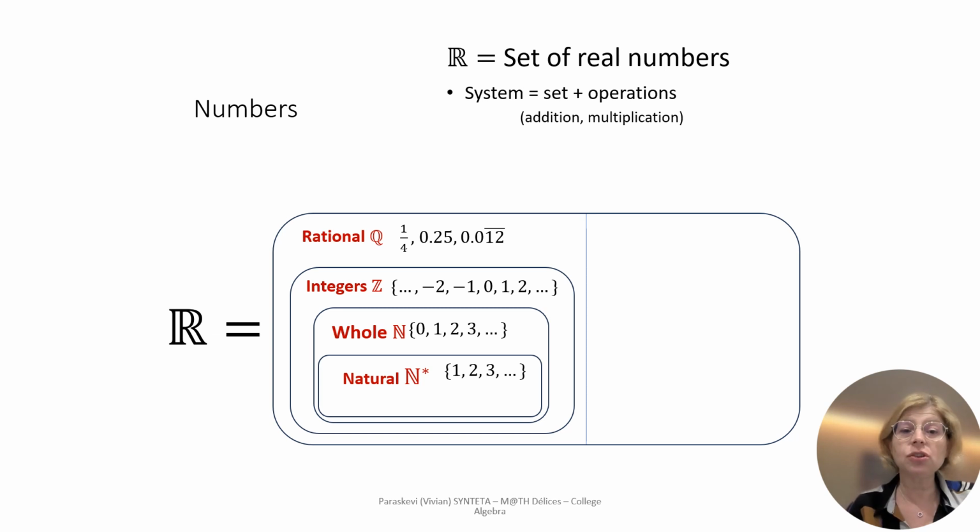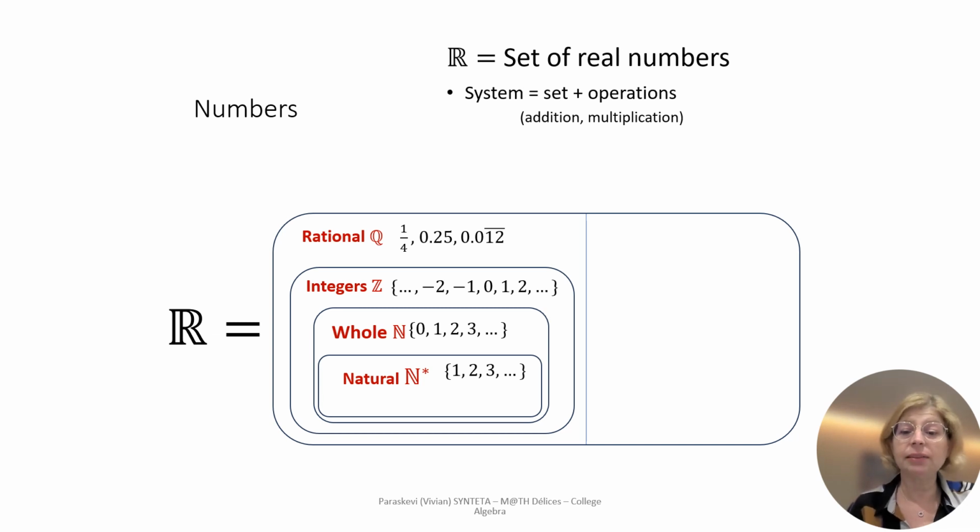That leads us to fractions like 1 over 4, that is the division of 1 by 4, or 0.25, that is the resulting decimal of the division, and all the decimals that are infinite but with a repeated pattern like the 12 in this example here. All these make the rational numbers Q, that are the numbers that can be written as fractions.